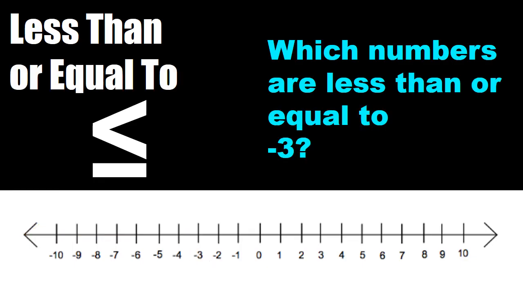But there is a sign for that. We have less than or equal to. If I ask which numbers are less than or equal to -3, it's going to include all those numbers that are smaller than -3. And this time, our friend -3 is included. And so we have all kinds of different signs for inequalities. In the next video, we're going to talk about how to actually graph inequalities.